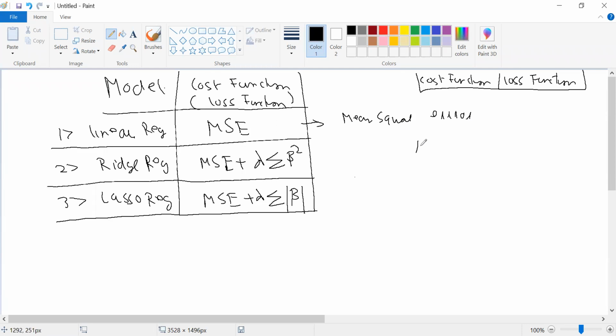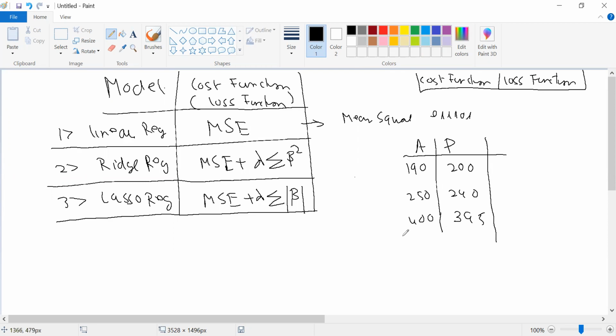Let me say this is your actual value and this is your predicted value. Put in numbers just like you were asked in your mock. So let me say actual value is 190, predicted is 200. Actual value is 250, predicted is 240. Actual is 400 and predicted is 395. So this A is your actual, P is your predicted.